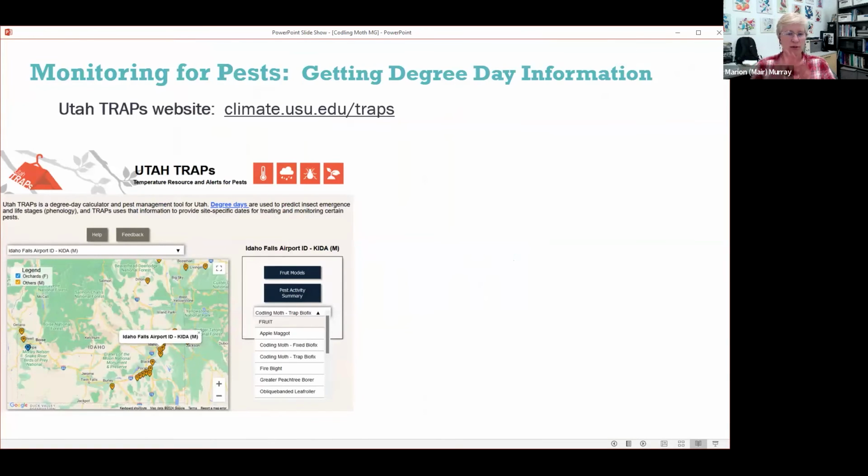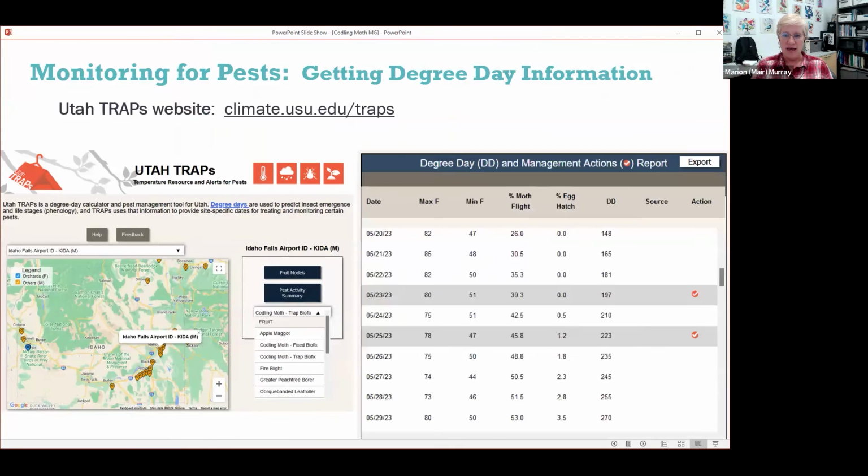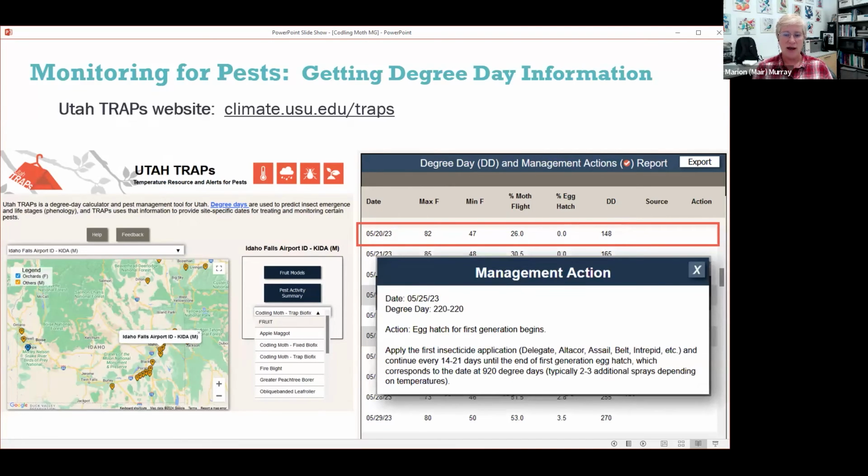And so we don't do any of the calculations. We don't have to worry about any of that. We have a great website, and there's a lot of Idaho's weather stations on this website where Ron or anyone at University of Idaho could select the station and codling moth as a pest. Then let's assume today is May 20th. We can look at it and say, oh, okay, it looks like we're currently at 148 degree days. And if 220 was my magic number, that's going to happen on May 25th. And that's when I know that this spray needs to happen at Idaho Falls Airport.